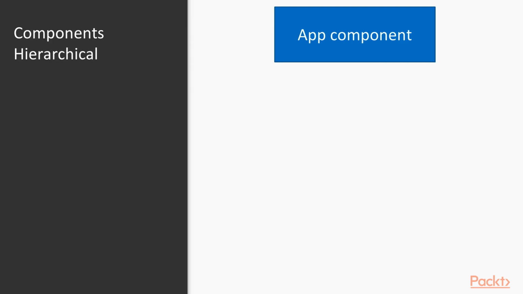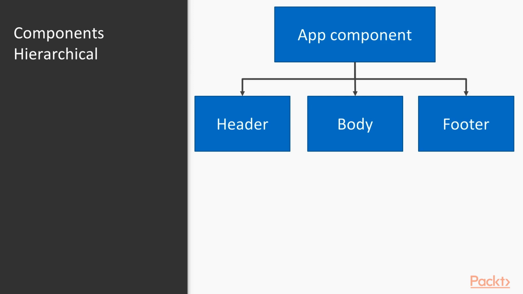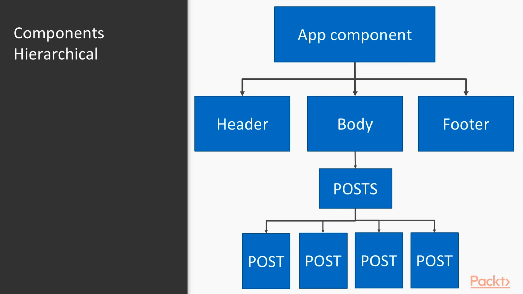For example, to build a Twitter web application, we will have the root component that will have children components like header, body, footer. And the children components will also have other children components inside. For the body, we'll have the posts component, and the posts component will have children components, posts.